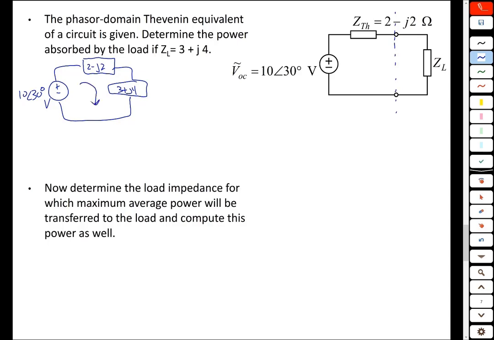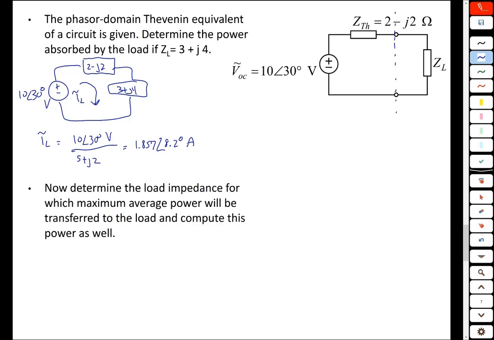So the current through the load, call it IL, from Ohm's law, is 10 at an angle of 30 degrees, divided by the total impedance. 2 minus j2 plus 3 plus j4 is 5 plus j2. So the total current is 1.857 at an angle of 8.2 degrees amps.